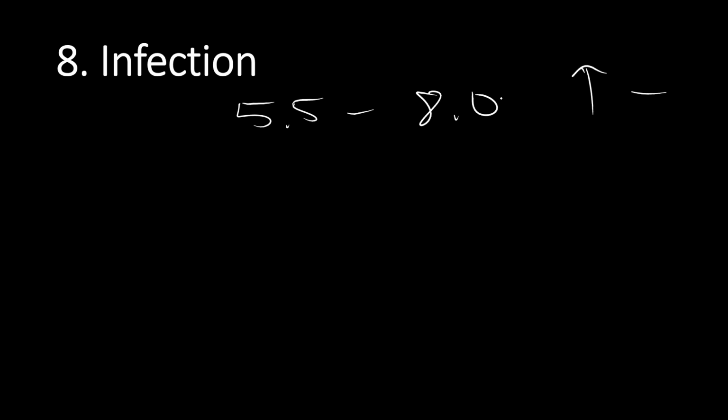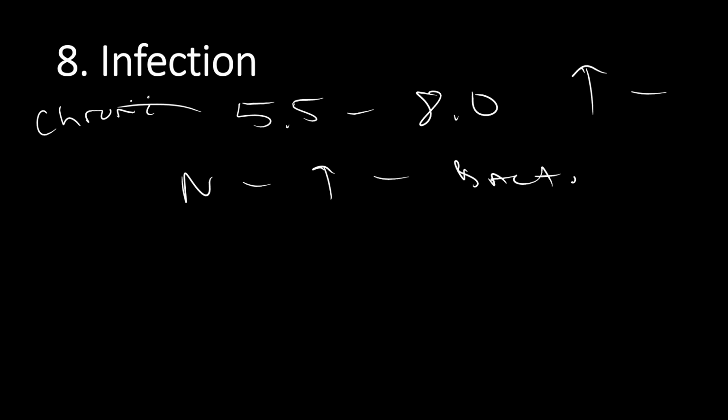If it's over 8, I think subacute. If it's under 5, I think chronic infection. Okay? All right. If my neutrophils are high, I think it's more bacterial. And I am going to do one of two things. First thing I'm going to do, let me back up. If I think that there's an infection going on, the first thing I'm going to do is try to figure out where.